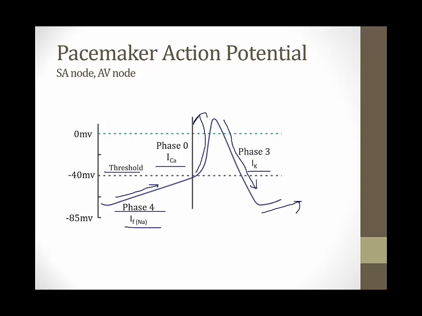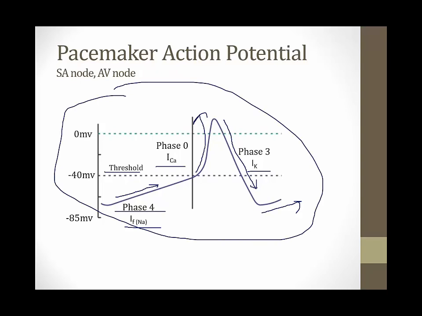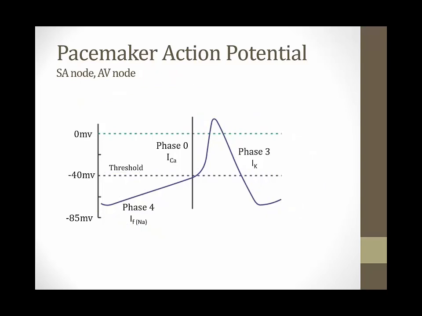So you can just imagine cells in the SA node going through this process over and over again, and this is how the SA node paces the heart. In the AV node, the action potential has the same shape as what's shown on the screen, but phase 4 is slower. This means it takes cells of the AV node longer to reach the threshold voltage.